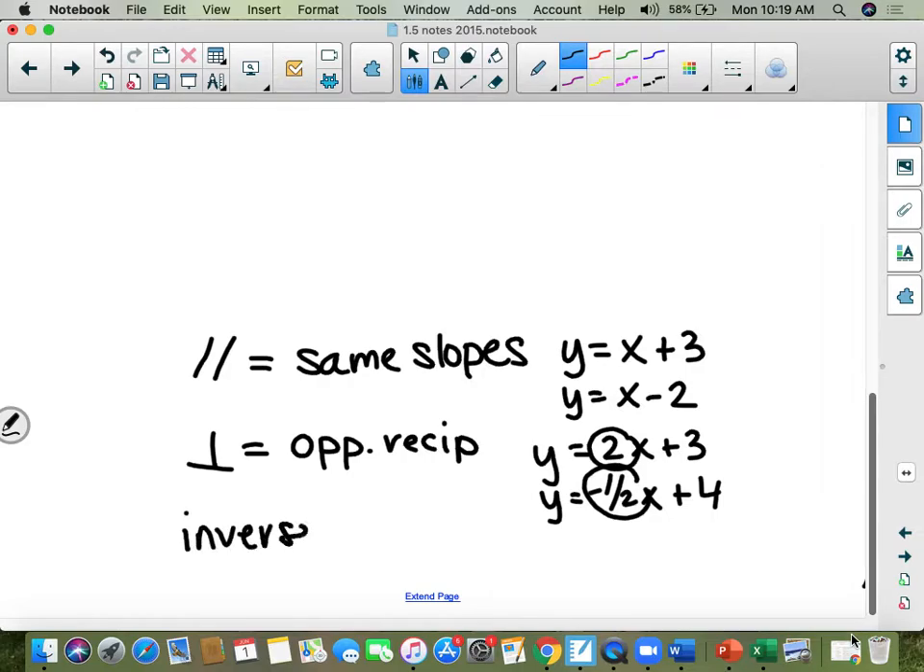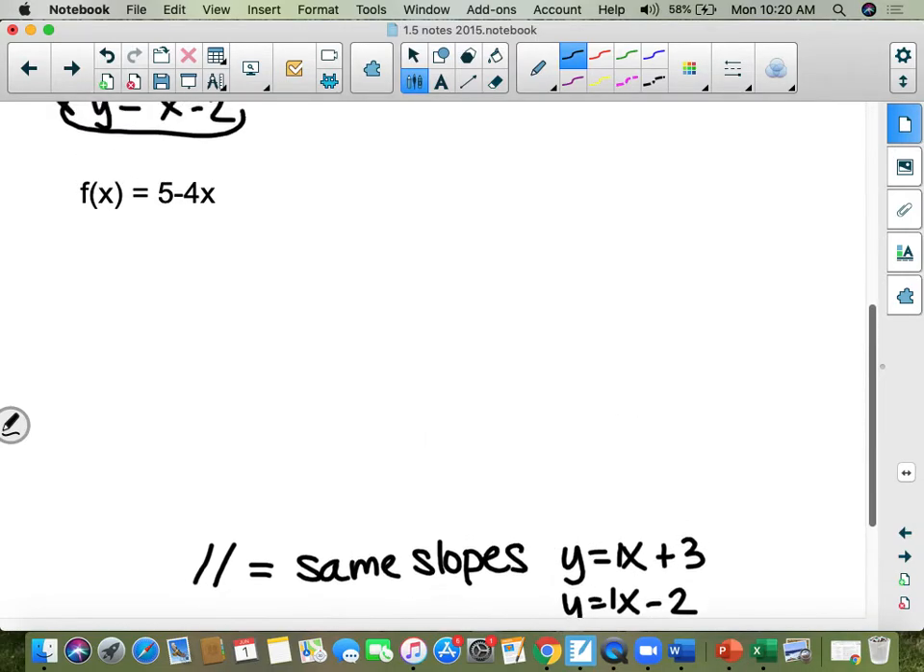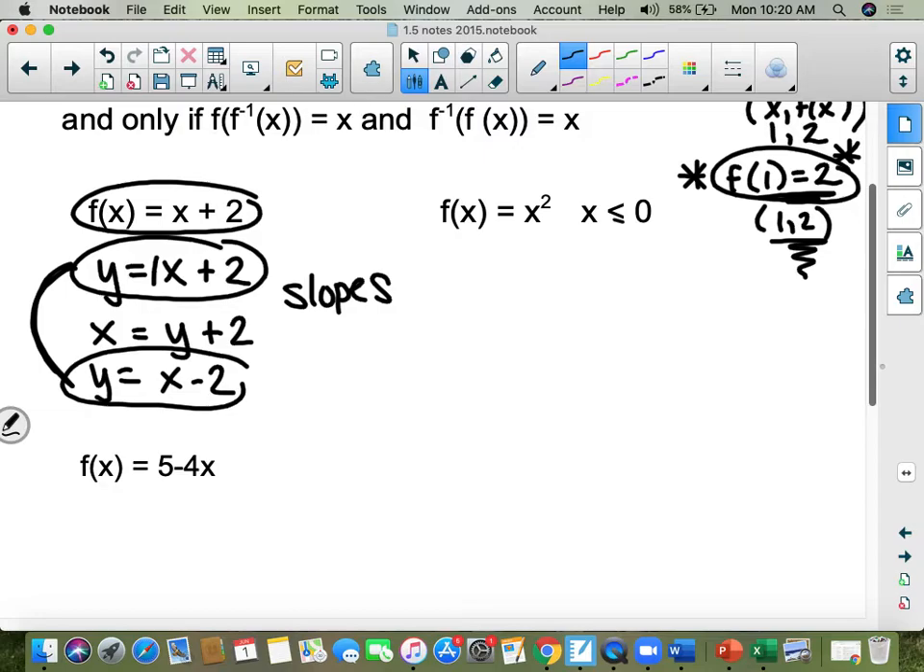Inverses have just reciprocal slopes. Y equals 2x plus 4, y equals 1/2 x plus 7, or something like that. Parallel lines have the same slope. Perpendicular have opposite reciprocals. Inverses have reciprocal slopes, not opposite reciprocals. If you multiply those two together, it equals 1. So, if I multiplied these two together, it has to equal 1. 1 times 1 equals 1.